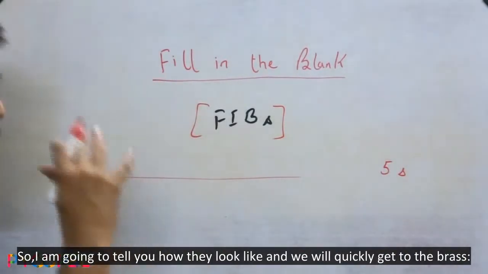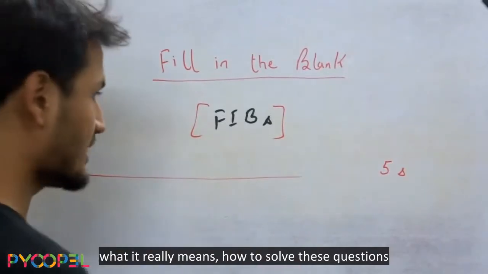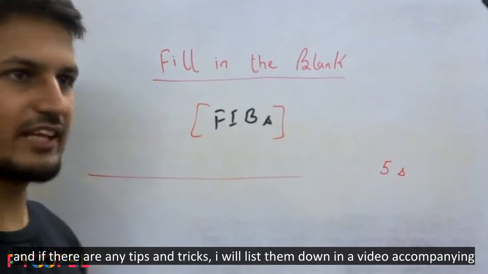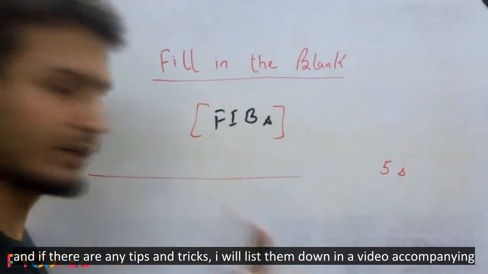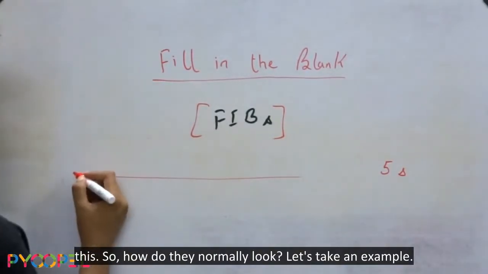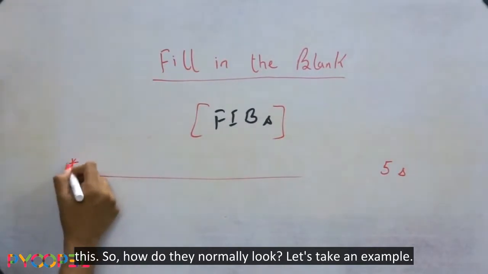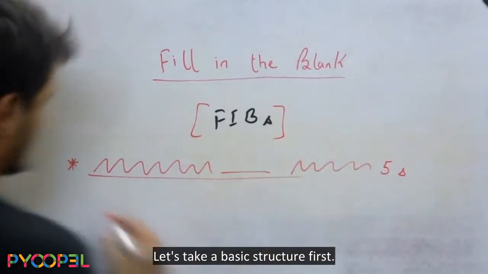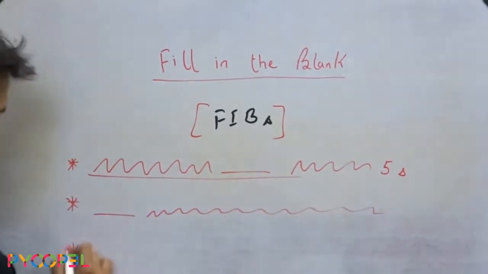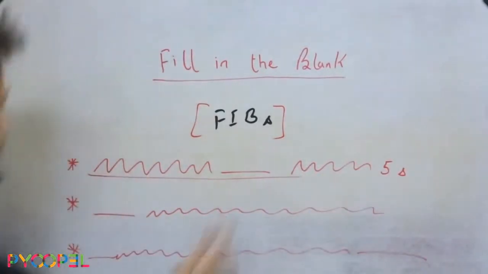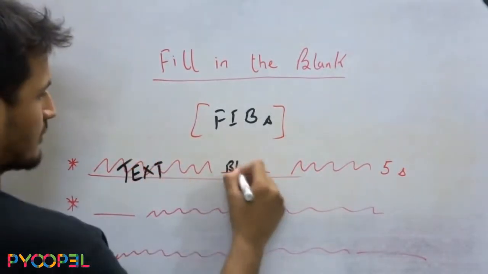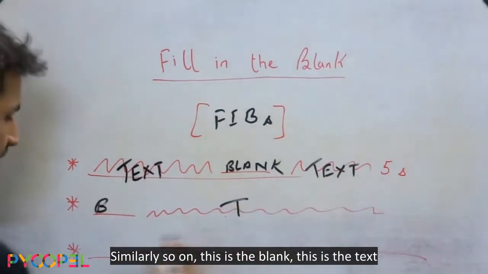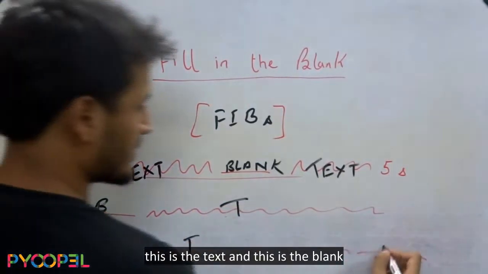So I'm going to tell you how they look, and we'll quickly get to the brass tacks: what it really means, how to solve these questions, and if there are any tips and tricks, I'll list them down in the video that we have accompanying this. So how do they normally look? Let's take an example. Let's take a basic structure first. Similarly, so on. So this is the blank, this is the text, and this is the blank.